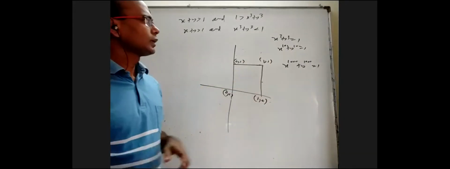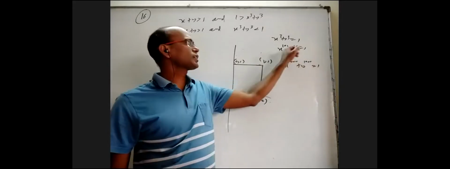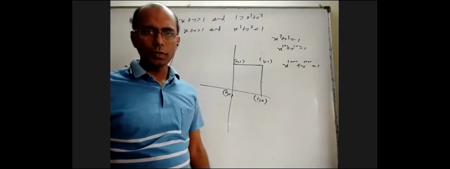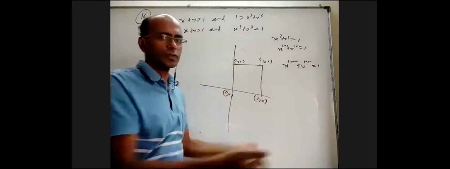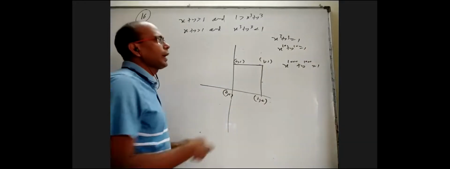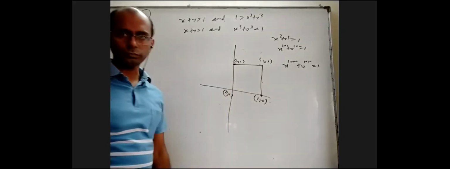Why? In first quadrant, this is a positive number, this is a positive number. Two positive numbers adding to 1 means each should be between 0 to 1. This should be between 0 to 1. So x coordinate is between 0 to 1, y coordinate is between 0 to 1. That side is within the square. And all of them are passing through 1, 0 and 0, 1.